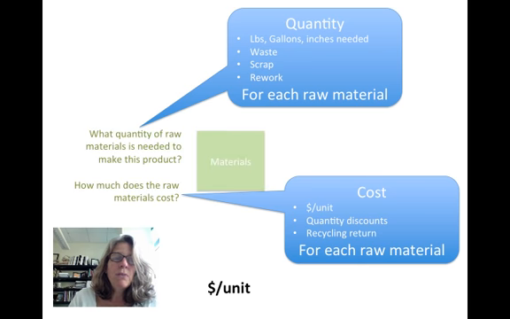So for material, what we want to do is we want to say, what is the quantity? Gallons, pounds. We have to include the scrap, the waste, the rework for each raw material. And then we want to look at the dollars per unit. How much do we pay for it? But there also might be quantity discounts. What if we buy a certain amount? Then we will get a discount. There could be recycling. If we take some of the raw materials that we didn't use and sell them back, in the case of metal, this is really common, we need to include that also.